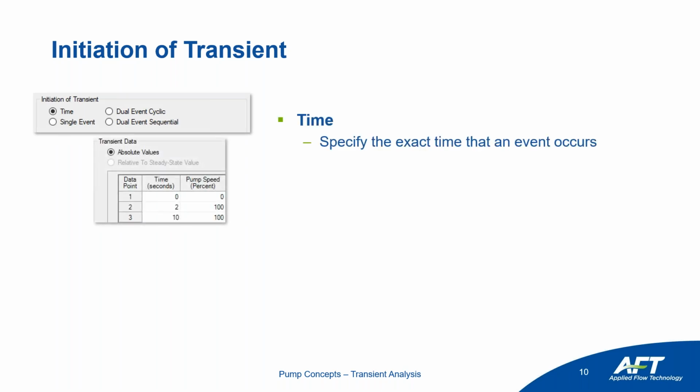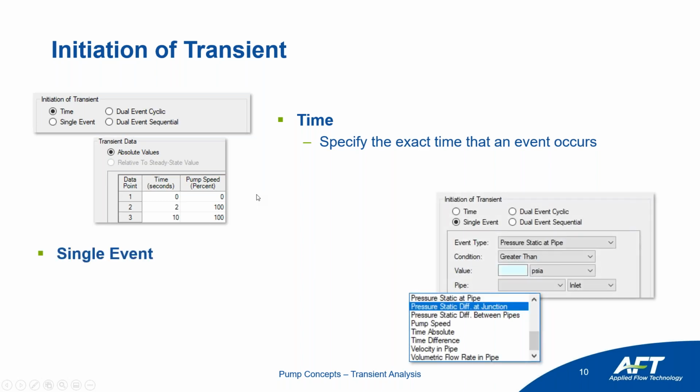The last thing I wanted to touch on is the initiation of transient events. So we'll move a little bit more quickly through this part. I know we're getting close to the end of the webinar. So there's a few different ways to initiate a transient event. The most common one is going to be time. This is like the first case that we looked at, where we can specify the transient in terms of how long it takes. So we'll have a pump startup in 2 seconds, and then it'll stay at that steady state operating point.